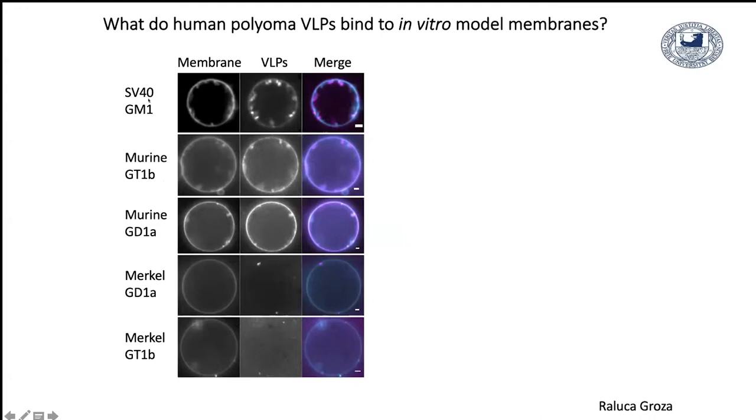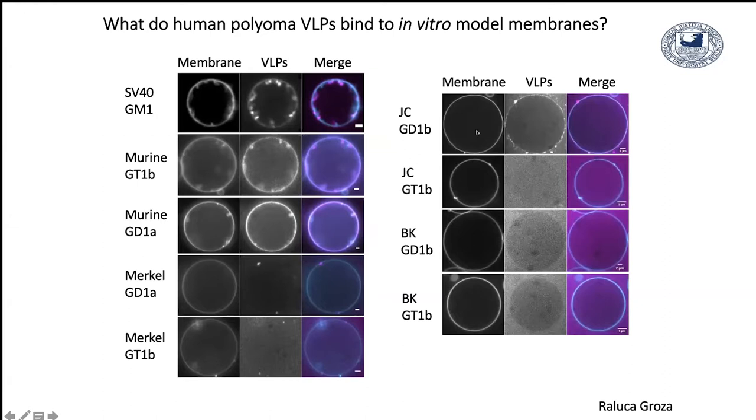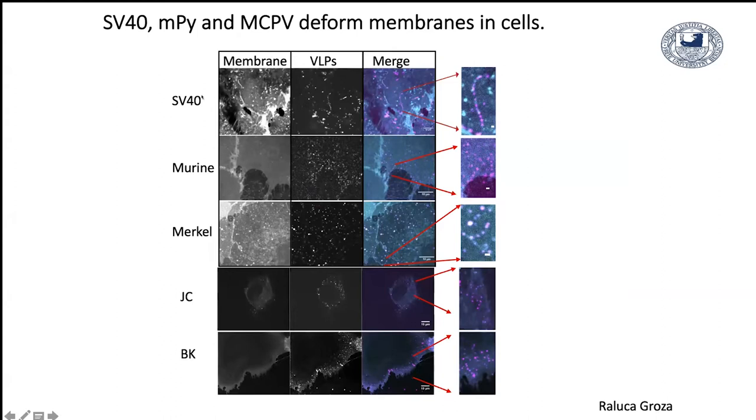And we could indeed show that SV40 and the murine polyomavirus are capable of deforming membranes very potently. With Merkel cell polyomavirus, we don't find effective binding to the receptors they are supposed to bind to, unfortunately, yet. With the JC virus, we do see some binding, but so far, no membrane deformation. When it binds to GD1, the BK virus, we also don't get productive binding to ganglioside, and JC virus not to GT1B. On the other hand, in cells, we could show that SV40 binds like pearls on a string in these wonderful tubules here.